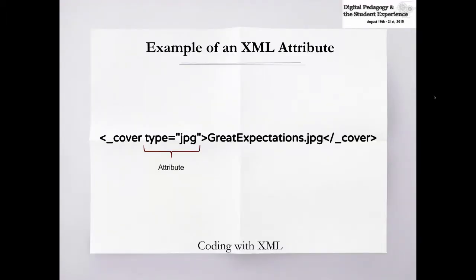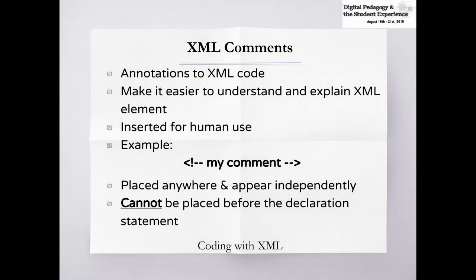You cannot use XML to begin an attribute name because these names have been reserved. So the example below provides an XML attribute: type is equal to JPEG. Comments are annotations to your XML code, and they're used to make it easier to understand and explain your XML element for others to follow. Comments are not inserted for machine readability, but for human use.